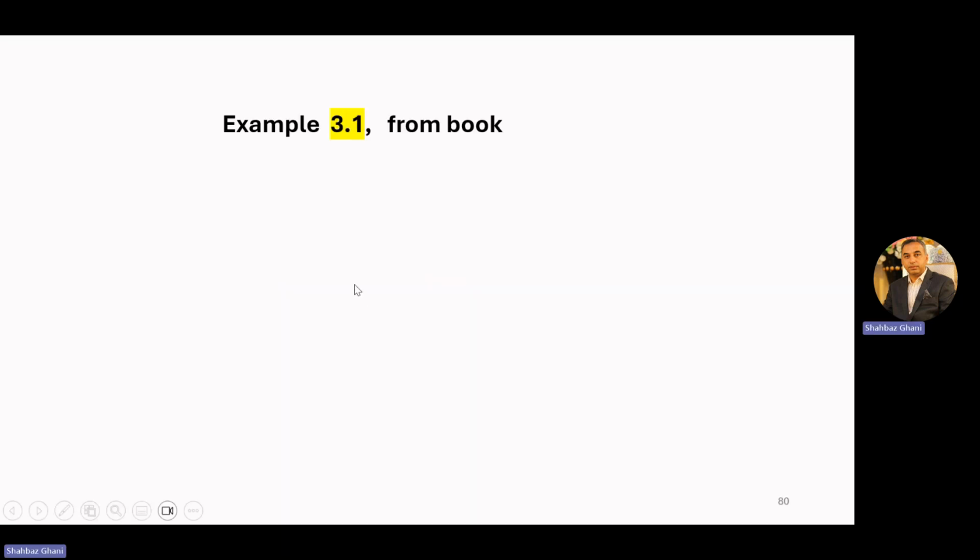So this was example 3-1 from your book. If somebody asks you to do the thermodynamic analysis of a system or of anything, you have to perform all these things. More than 30 variables or factors you have to find.